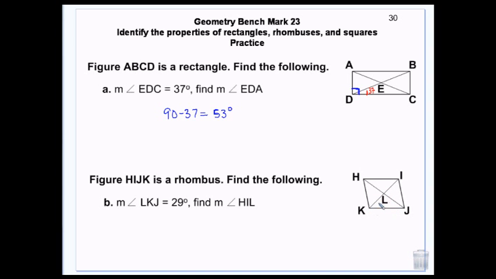LKJ is 29. HIL is how much? Well, it's a rhombus, which makes it a parallelogram, which makes these two angles the same. So 29.